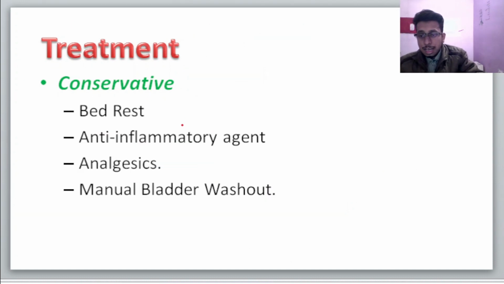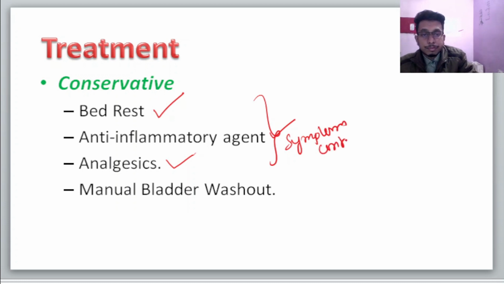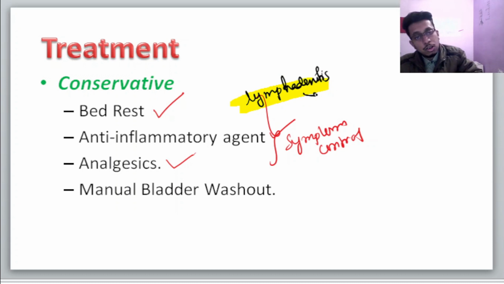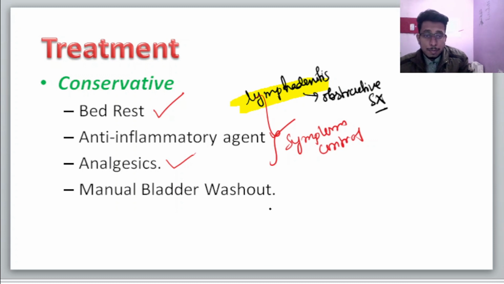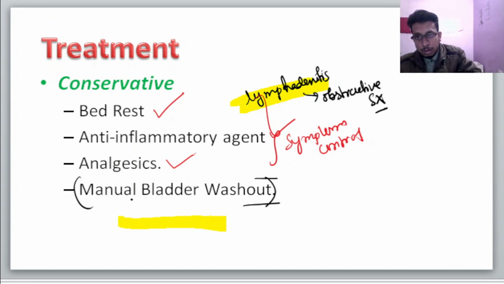In conservative approach, if there is lymphadenitis, that is the obstructive pathology, we may offer bed rest to the patient, anti-inflammatory agents, as well as analgesics for symptom control. All of these are mainly indicated in case of lymphadenitis, that is with obstructive symptoms. Chylous clot can be managed with manual bladder wash irrigation in the first instance also. However, the presence of such chylous clot which requires manual bladder wash warrants a more invasive approach, either minimally invasive or surgical approach rather than this conservative approach.